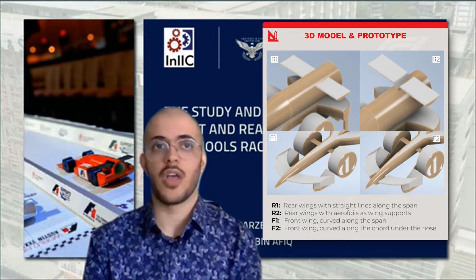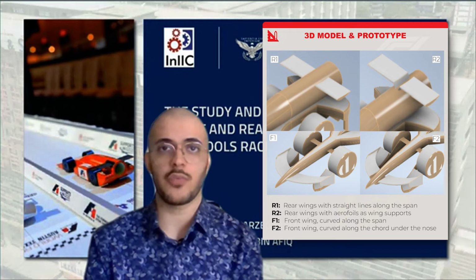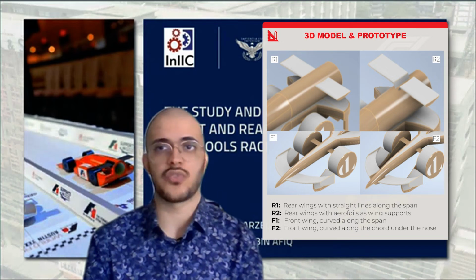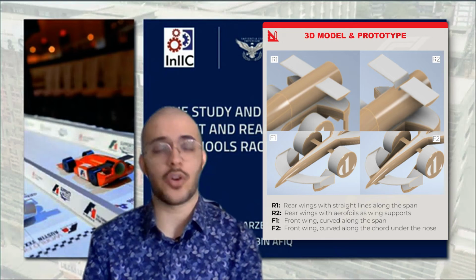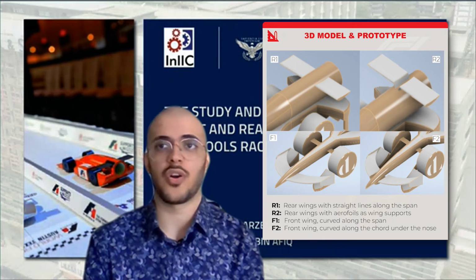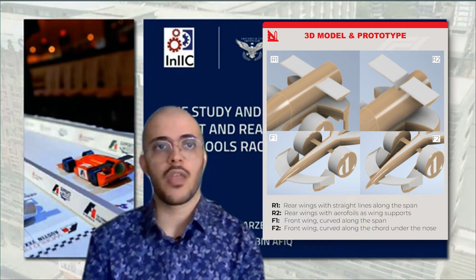increase the drag force. On the other hand, F1, which is a front wing curved along the span, was designed to give an insight of the initial drag force and lift force. Bear in mind that now R2 is assembled to the car as the rear wing.